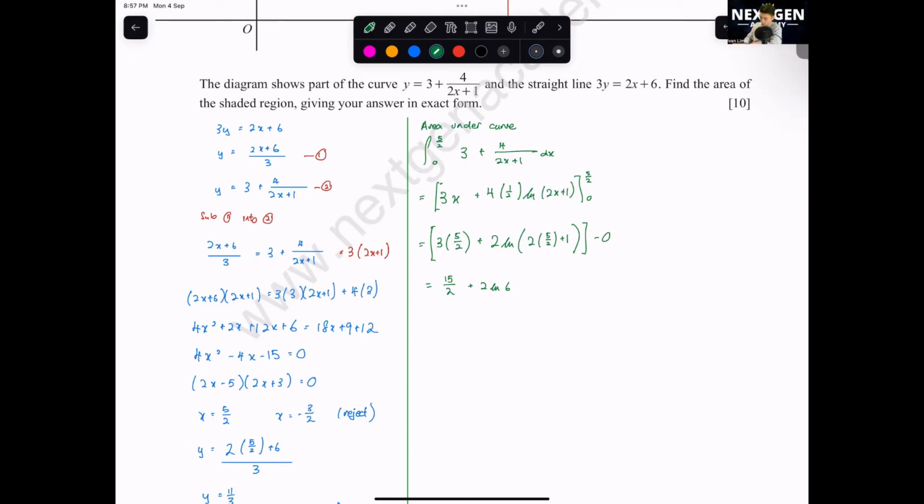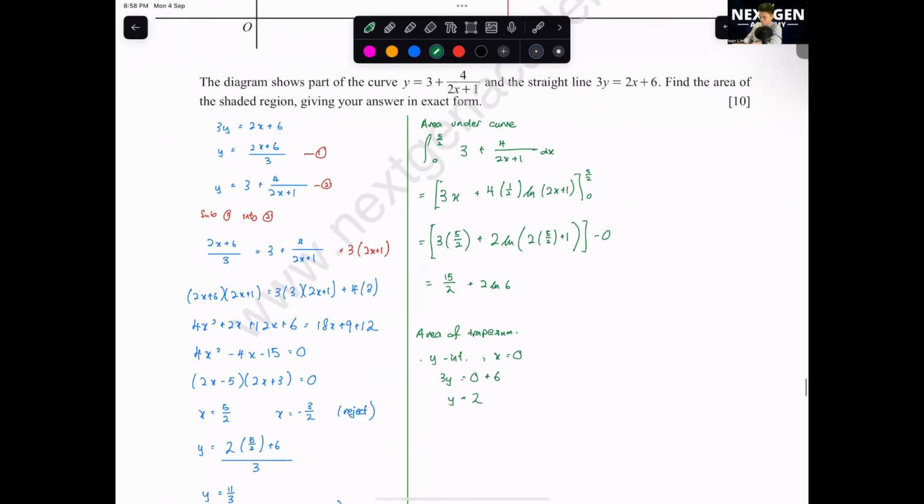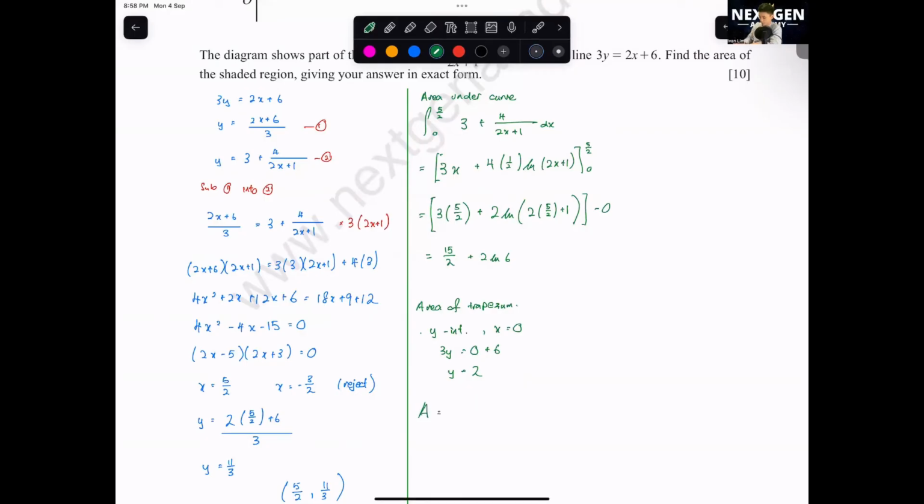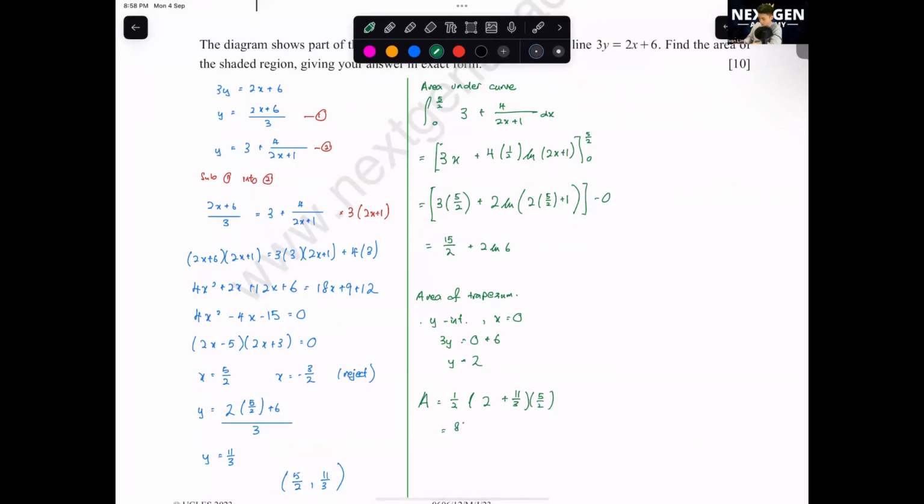Then we want to find the area of the trapezium. For the area of the trapezium, I need to find my y-intercept first. The y-intercept is when x equals 0 for the straight line. So 3y equals 0 plus 6, y equals 2. Area of trapezium is 1 over 2 times 2 plus 11 over 3. We take the sum of the two parallel sides, then multiply by 5 over 2. You'll get 85 over 12.